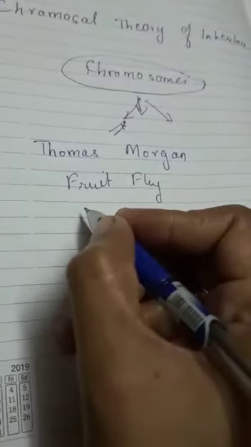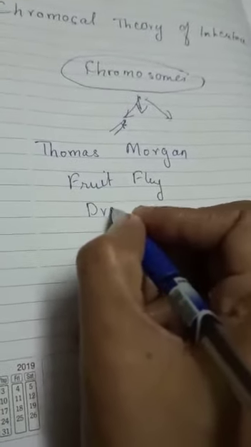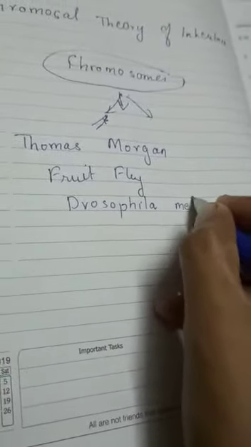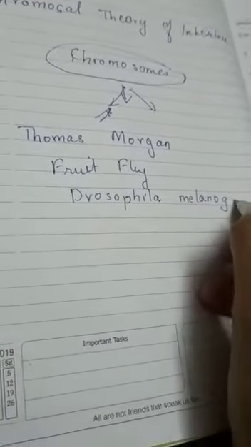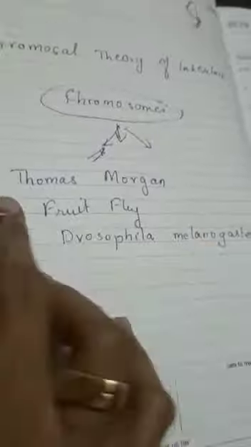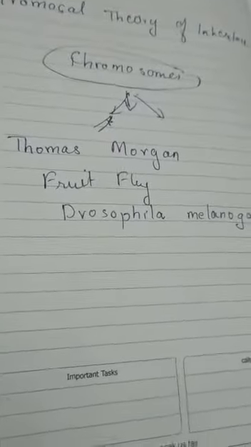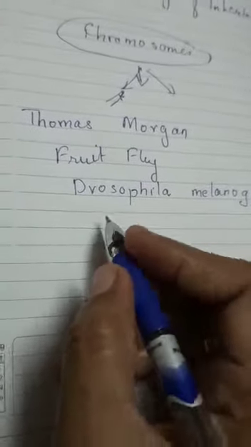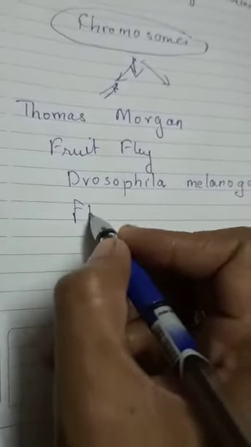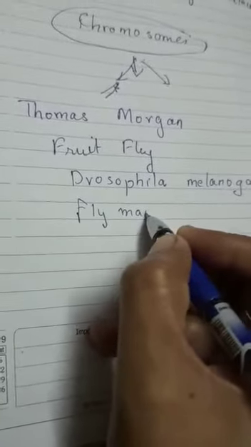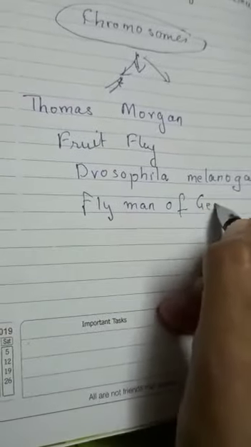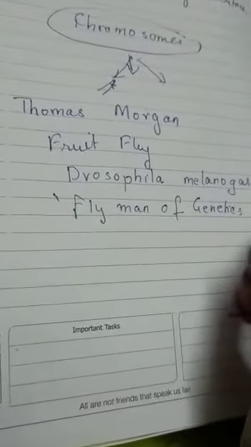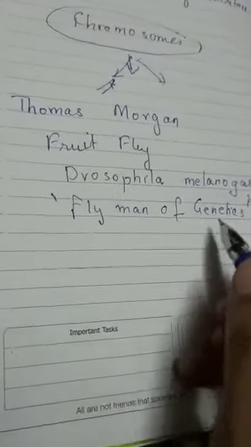The scientific name of fruit fly is Drosophila melanogaster. So Thomas Morgan conducted an experiment using fruit fly, and that is why he is called the flyman of genetics, because he conducted the experiment using fruit fly.